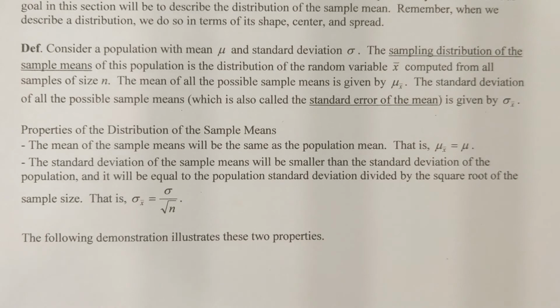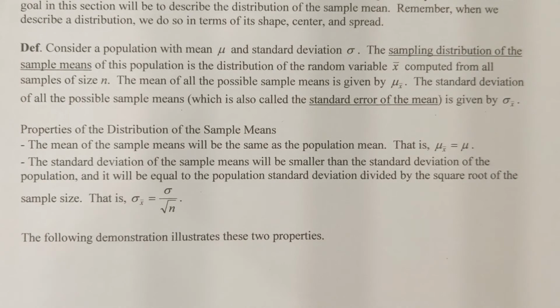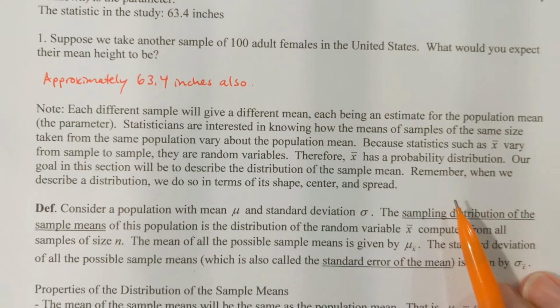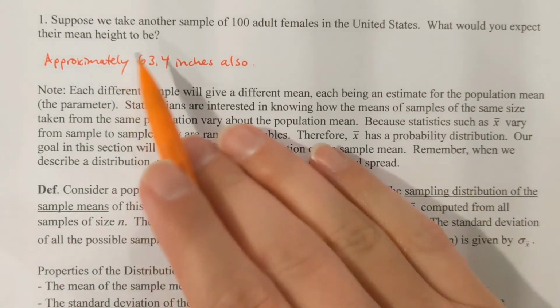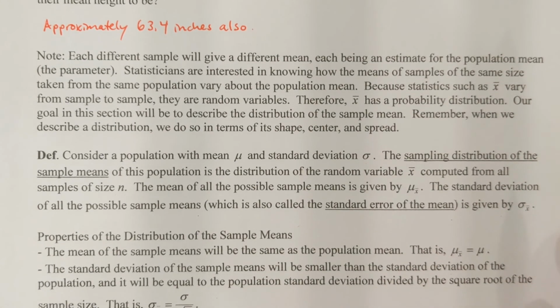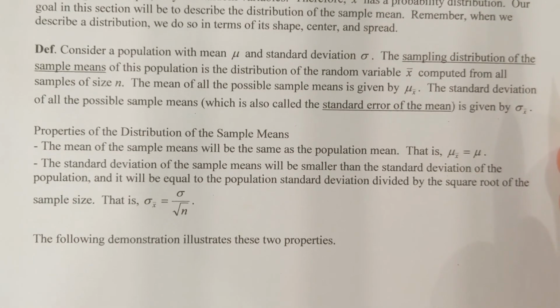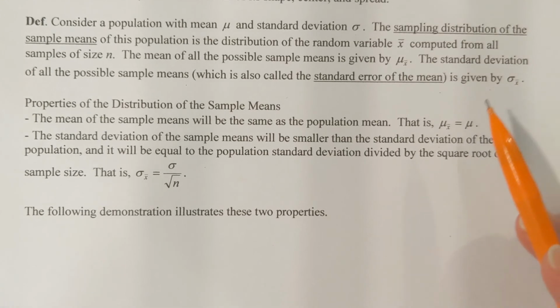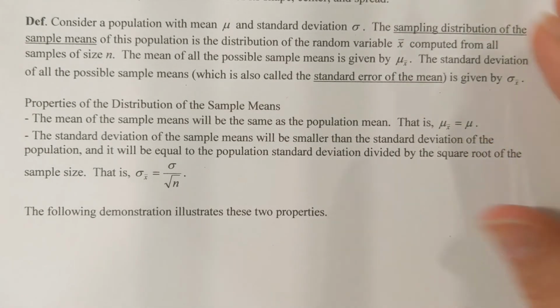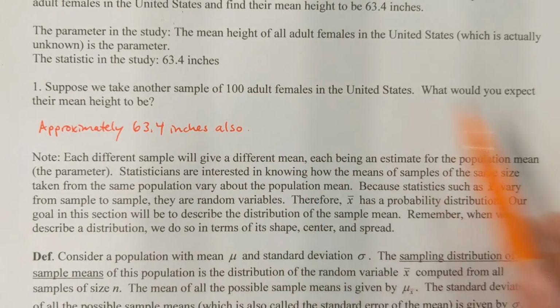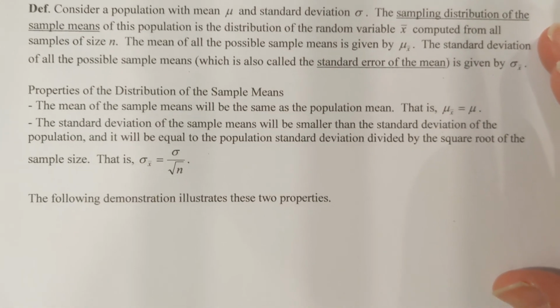So like in the problem above, if I were to select another group of 100 adult females and find the mean, it's probably going to be a different number than 63.4 inches. And if I do that again, I'll probably get a different number. But the more times that I do that, the better idea I'll have of what the actual mean, mu, would look like. And in fact, if I were to look at all the samples of size 100 and find the mean each time, the mean of those means would be the same number as the population mean. So that's property number 1.